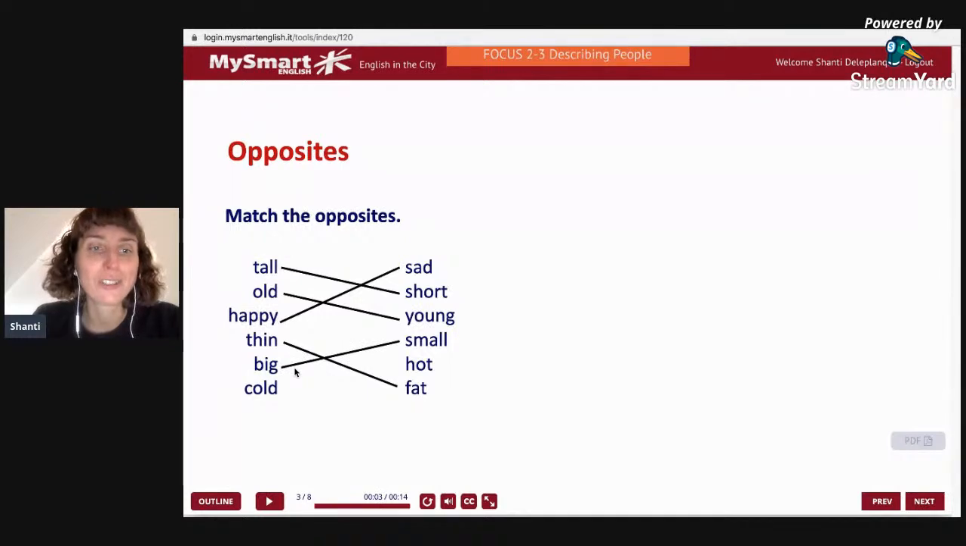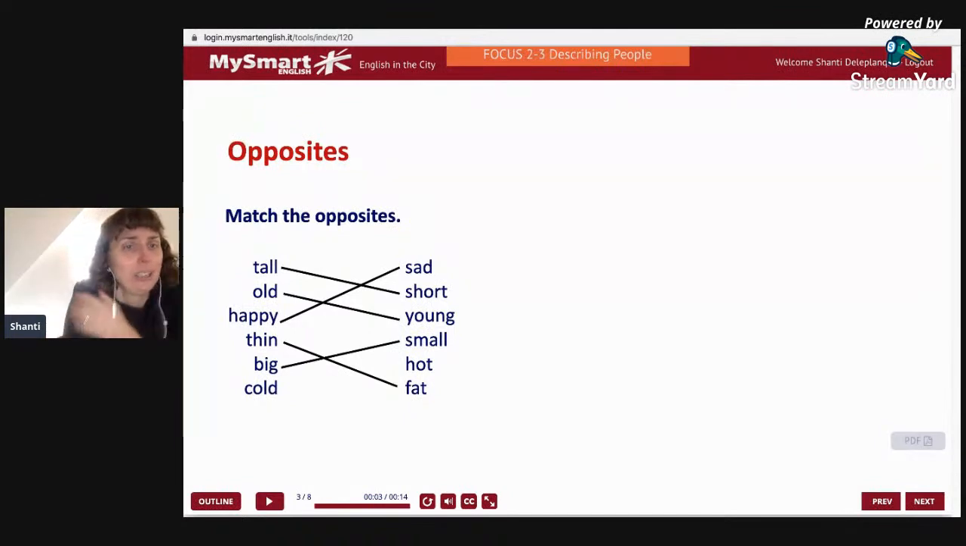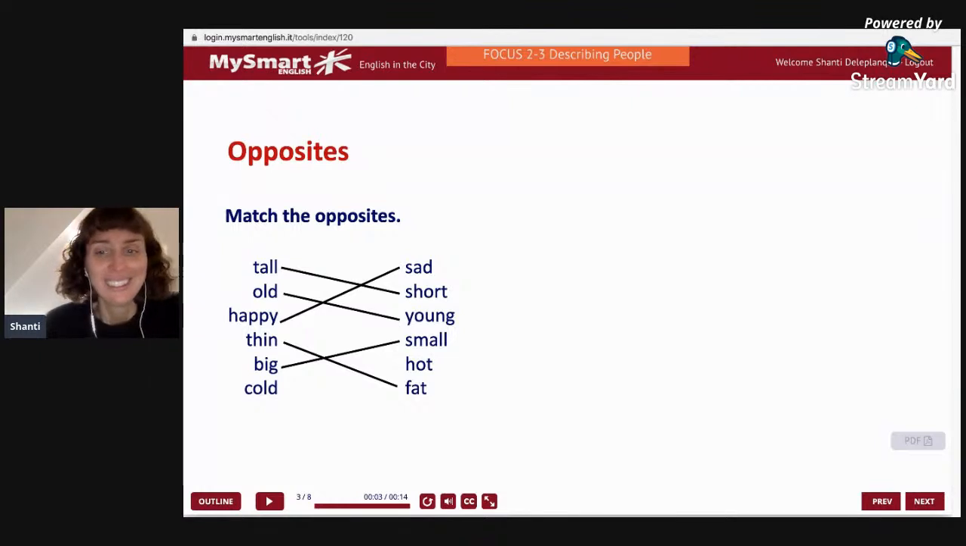And the opposite of cold, I imagine you know this one. Be careful with cold. Cold is very similar to the Italian caldo, but it's not the same meaning. Cold in English is when I'm cold. And very good. The opposite is hot.